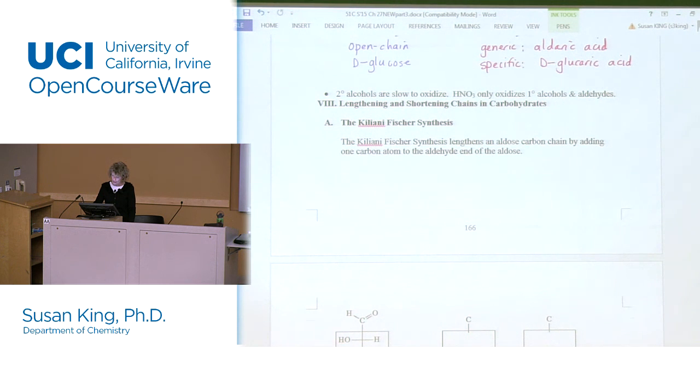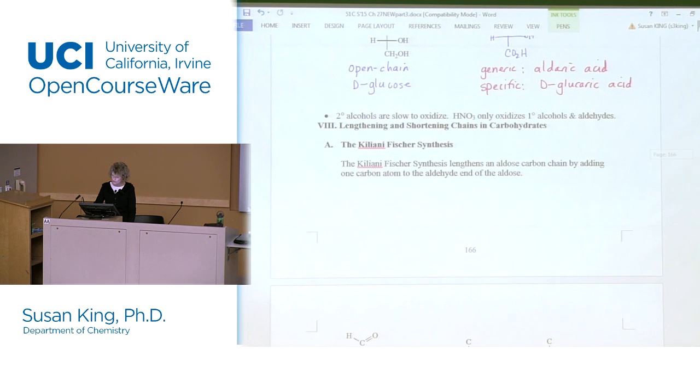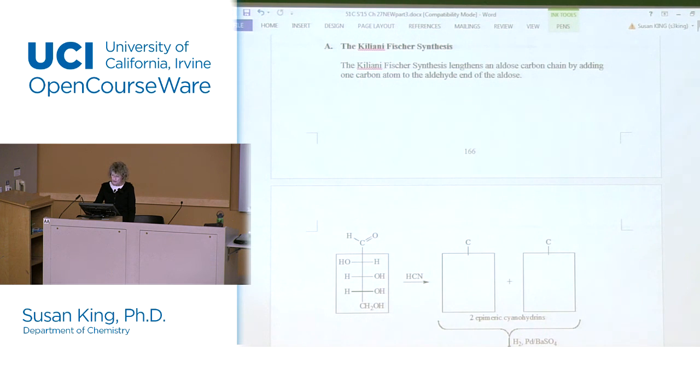All right, so lengthening and shortening chains in carbohydrates. And how you do that, we're going to talk about lengthening the chain first using Killiani-Fischer synthesis. And then we'll talk about shortening the chain. And then we'll look at an example of how you would use these types of reactions to figure out the structure of unknown sugars. And then we'll look at more problems like that at the final review that's on Friday. Okay? So I couldn't put it on the discussion worksheet because we hadn't covered it yet.